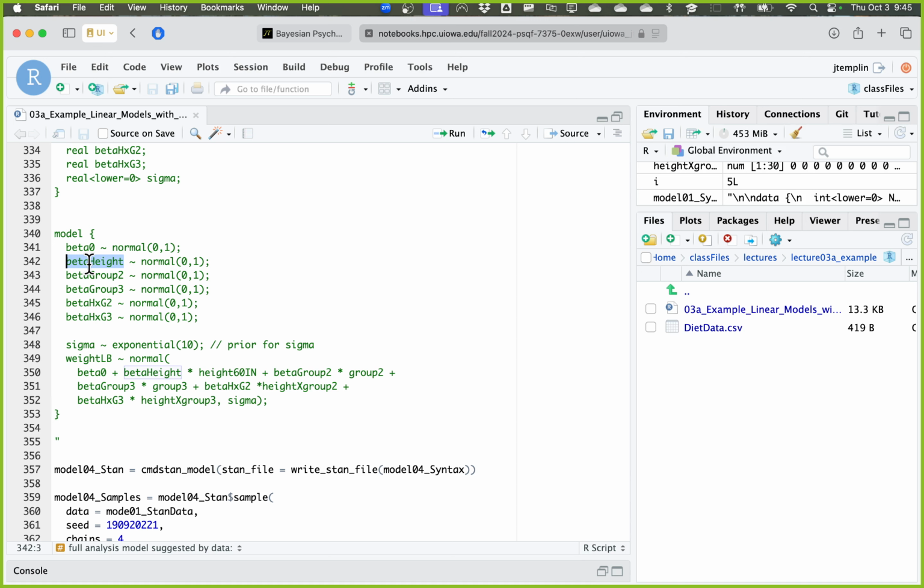Anybody want to take a guess? I don't have a belief. I have no idea if the coefficient for the intercept should be related to the coefficient for height.